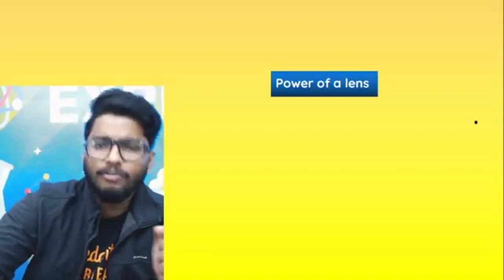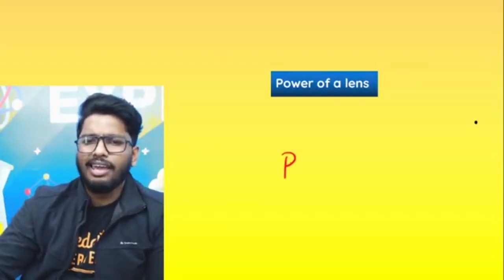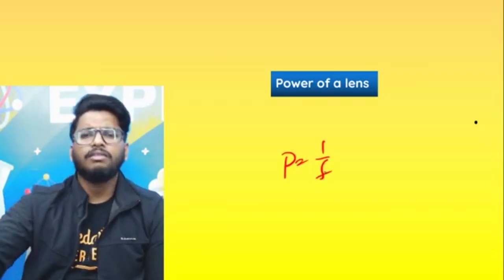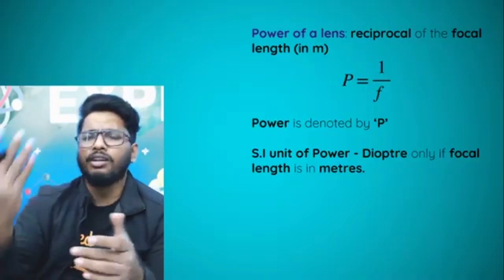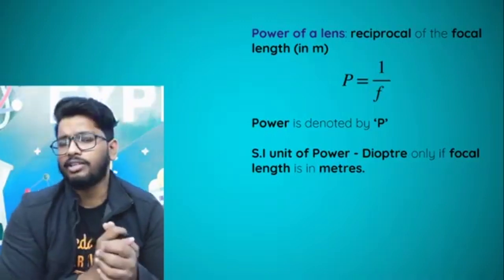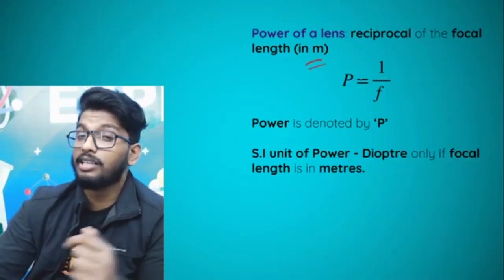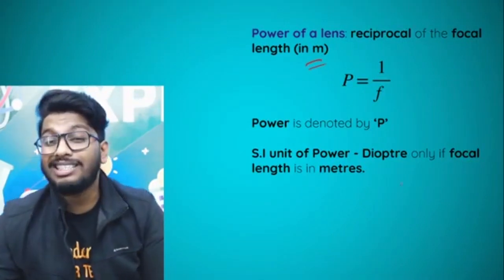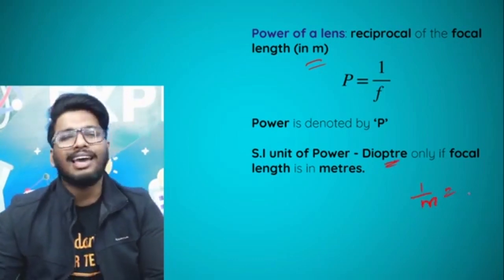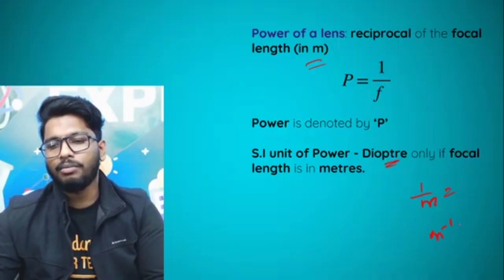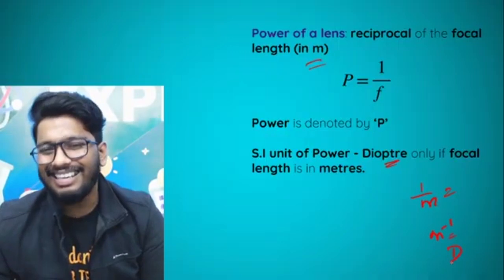Now what do I mean by that? First of all, let me tell you the formula. The formula is very simple. Power of a lens is equal to 1 by f, that is 1 by the focal length of that particular lens, or the reciprocal of the focal length. But the focal length should be in meters, because the SI unit of power is the diopter. So 1 by meter is the unit, or you can say meter to the power minus 1, which is nothing but diopter, represented by capital D.